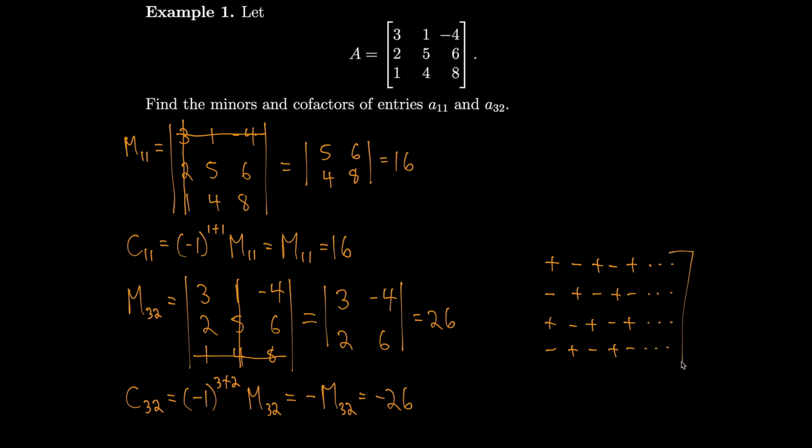So your matrix of signs will basically look something like this. For example, C11, like I said, would just be M11. C21 would just be minus M21. Just look at the second row, first column. If you wanted C22, then that would just equal M22, because there's a plus over there.